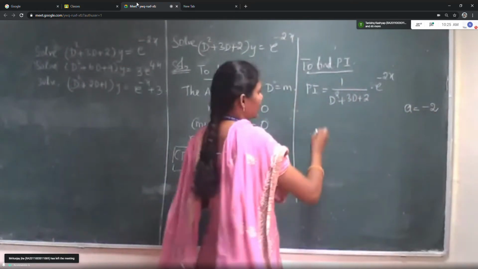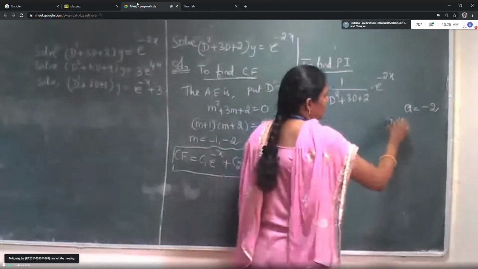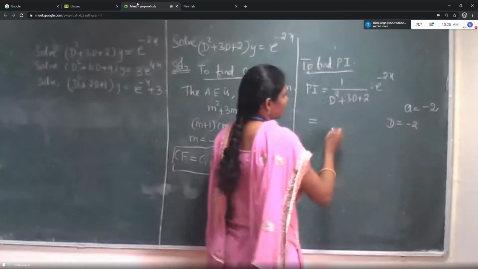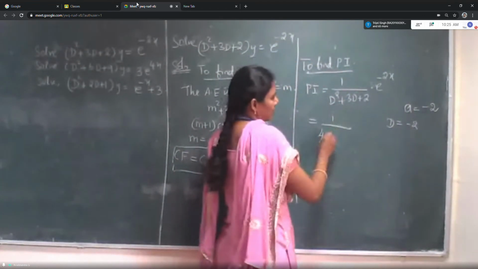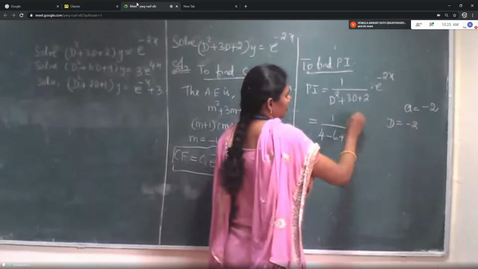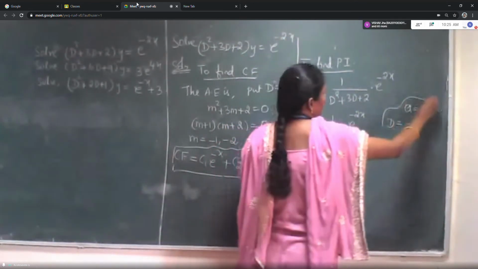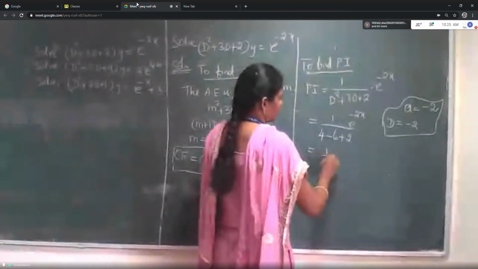What is our type 1 procedure? We have to replace D by a, that is D equal to minus 2. Replacing, we get 4 minus 6 plus 2, which is 0. So it is 1 by 0.